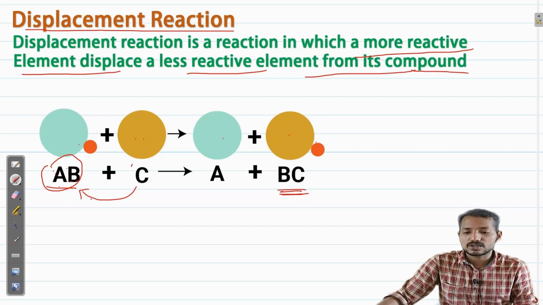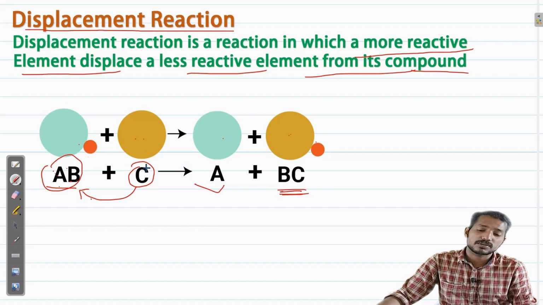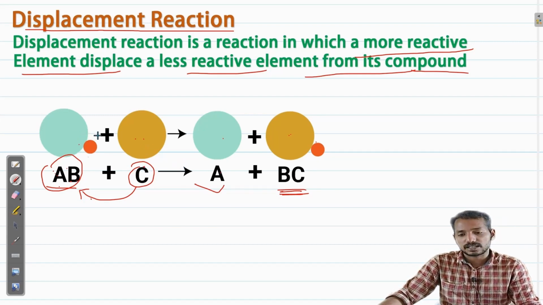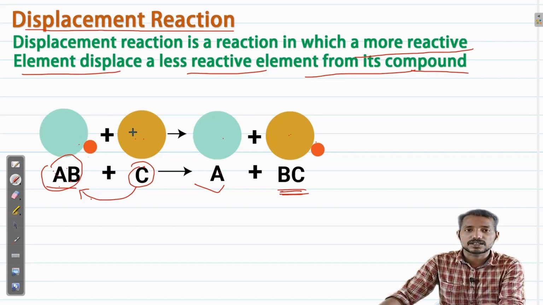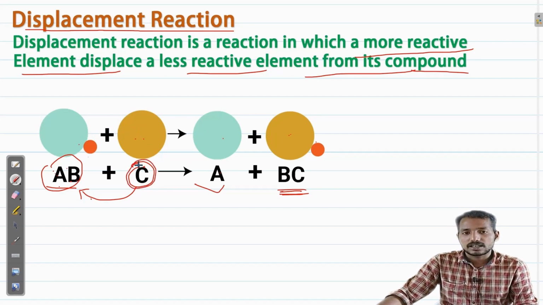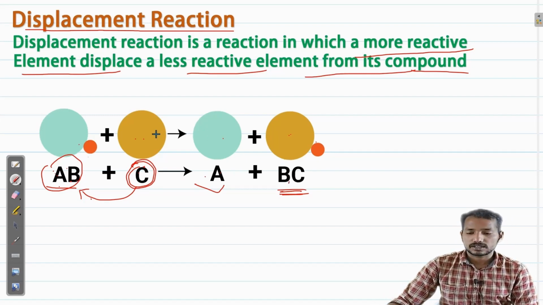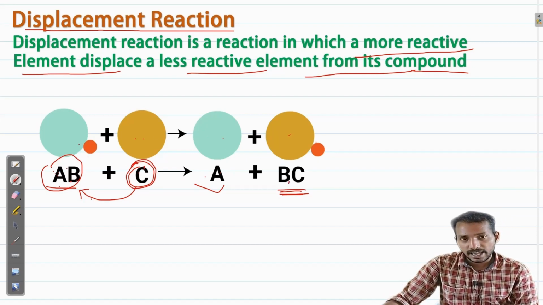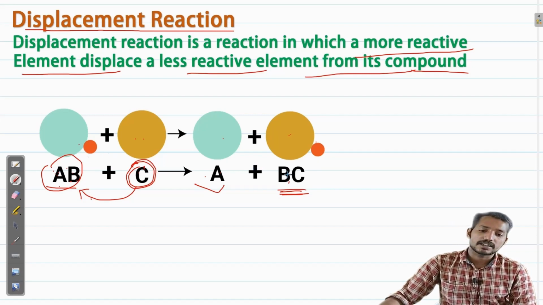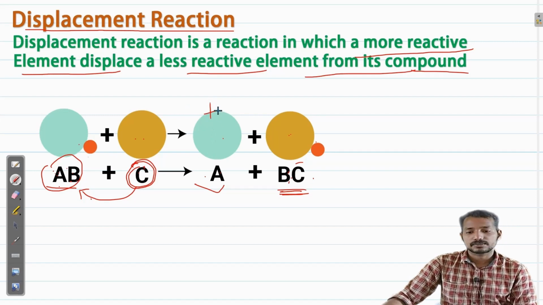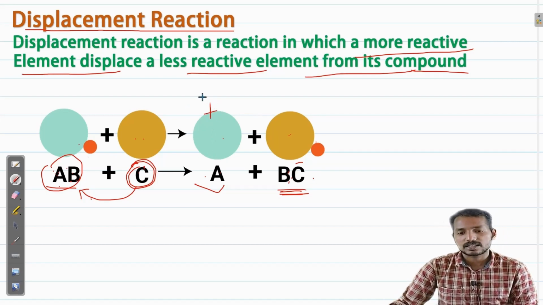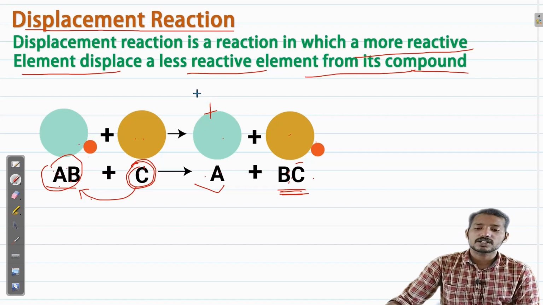That means C is a more reactive metal than A. So this is only possible if C is more reactive than A. This type of reaction is called displacement reaction. One element is displacing another element from its compound. That means C displaced A from AB and it combines with B to form a compound. Then A becomes independent. Clear? Okay. This type of reaction is called the displacement reaction.